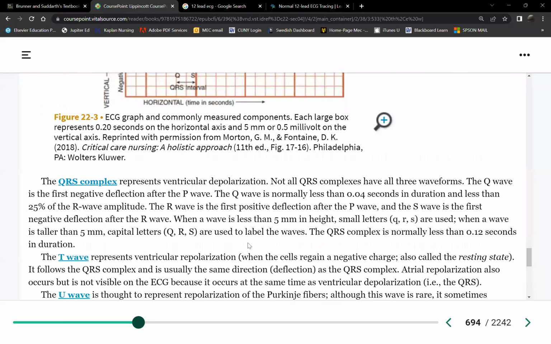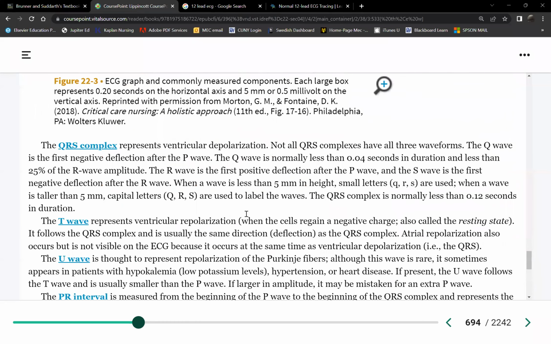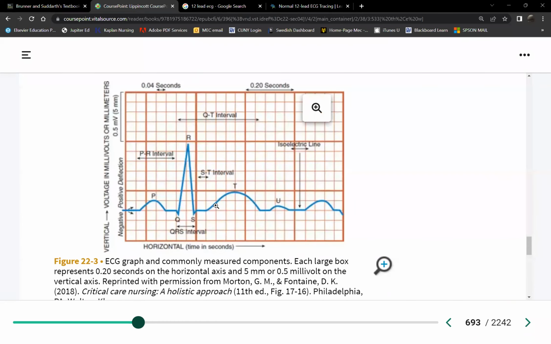Okay, let's go to the next wave, the QRS. What is the QRS complex? Again, we always measure things from when they leave the isoelectric line to when they return to the isoelectric line. So next up is the QRS. We looked at the P and then the PR interval. Now let's look at what's happening during the QRS complex. This is now the Q. We measure it from here, where it left the isoelectric line, to here, where it returned. So the QRS is from here to here.